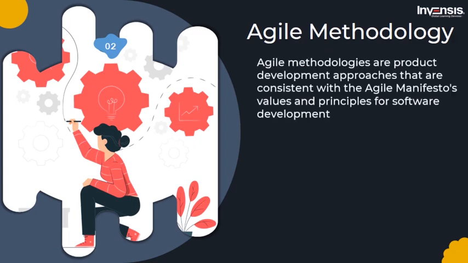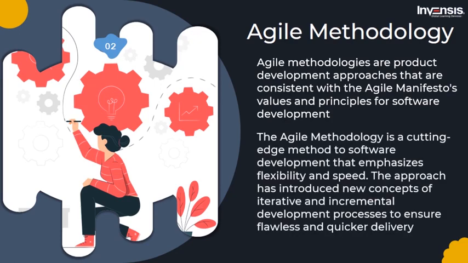Agile methodologies are product development approaches that are consistent with the Agile Manifesto's values and principles for software development. Agile methodologies aim to create the best product possible by forming small cross-functional self-organizing teams that deliver small chunks of the functionality on a regular basis, allowing for frequent customer feedback and course correction as needed. Agile attempts to overcome challenges that traditional waterfall strategies of delivering large items over long periods of time face, such as client needs changing often, leading to the supply of erroneous products.